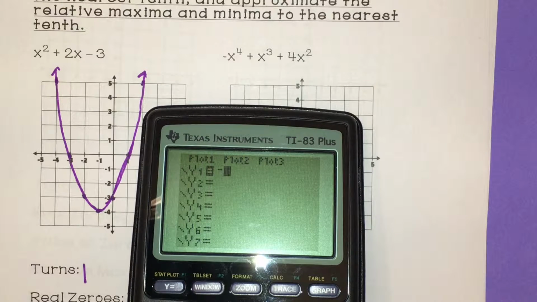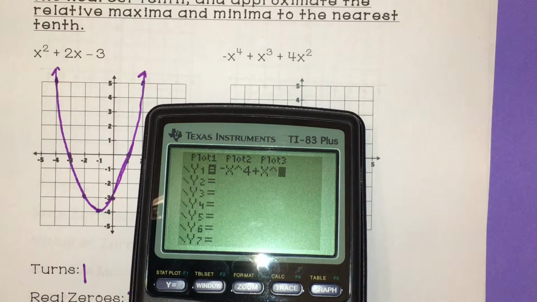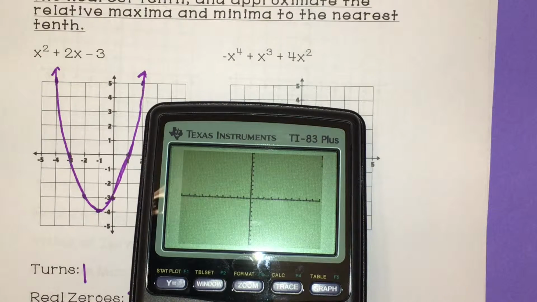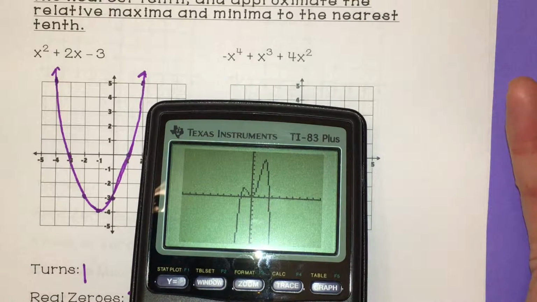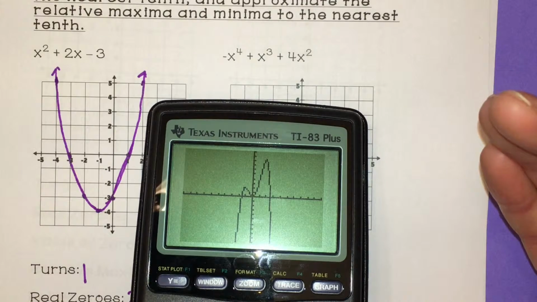Okay, so we have negative x to the power of 4 plus x to the power of 3 plus 4x squared. Double check that I typed it in right. I'm going to graph it. All right, so I do see I have a few different turns. I want to know exactly what this looks like before I start graphing it.